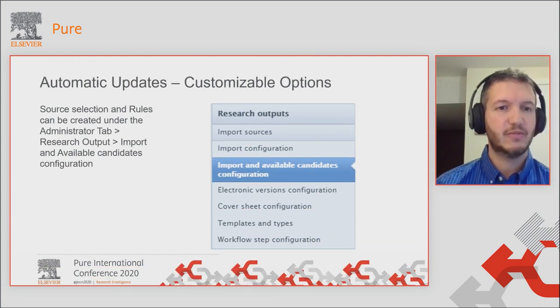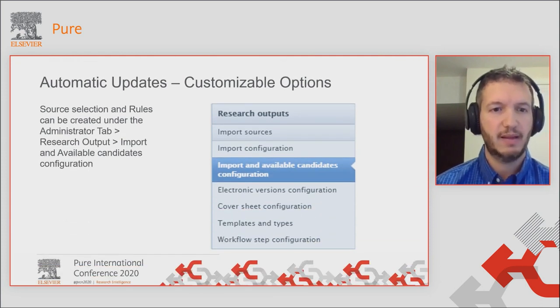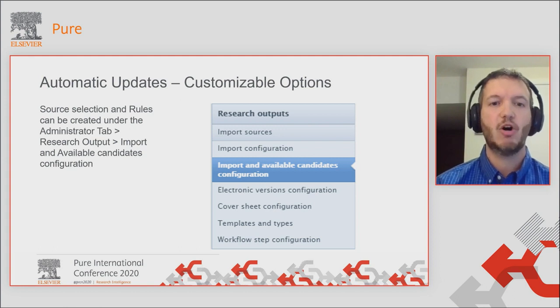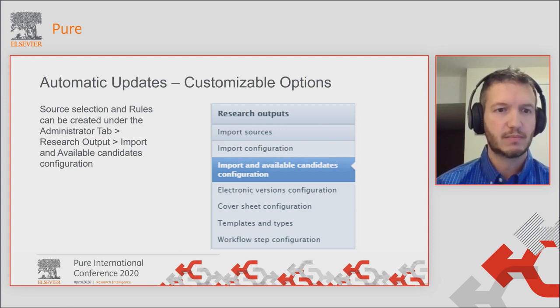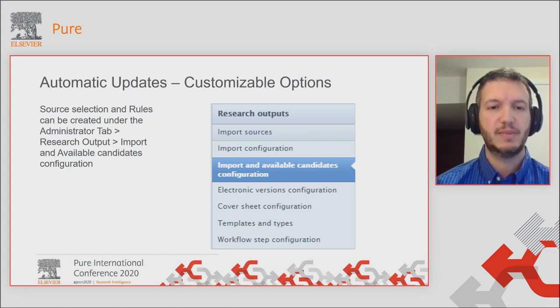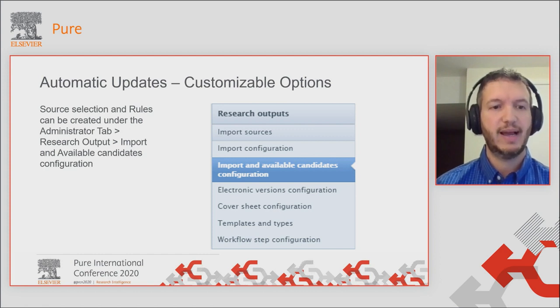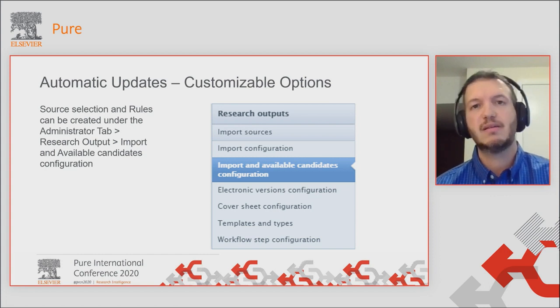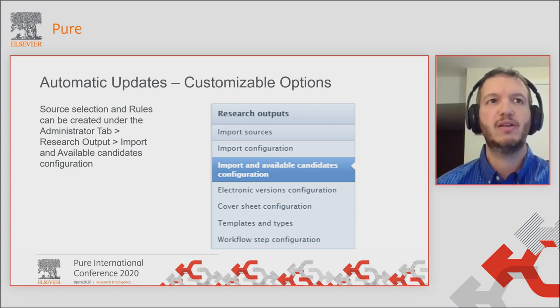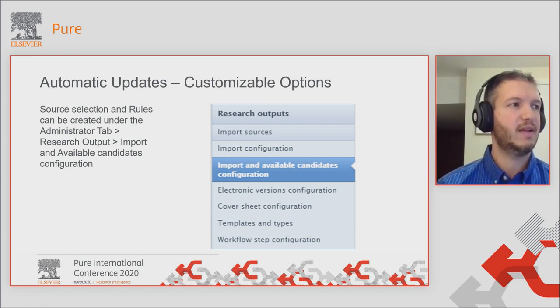Once Pure identifies a possible update, if it is not being applied automatically based on a rule, you can find the suggested updates listed on the Editor tab under Research Output Content as available updates. When you open the output record that has the suggested update, you'll see the current and suggested values that you must select one or the other to save the record.